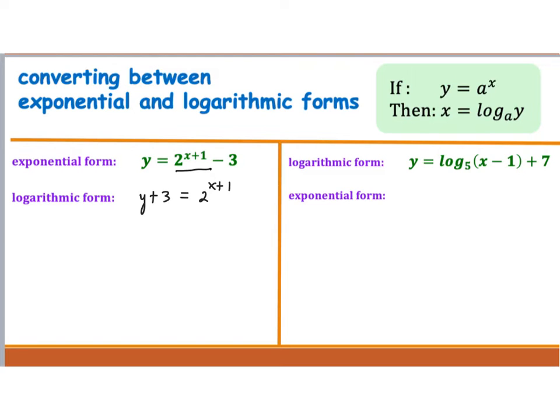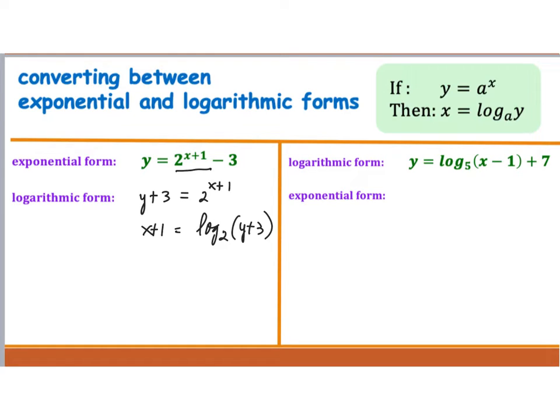Once that's done, then you can now apply the formula. So it means that x plus 1 is equal to the log base 2 of y plus 3. That's the log form of y is equal to 2 to the x plus 1 minus 3.